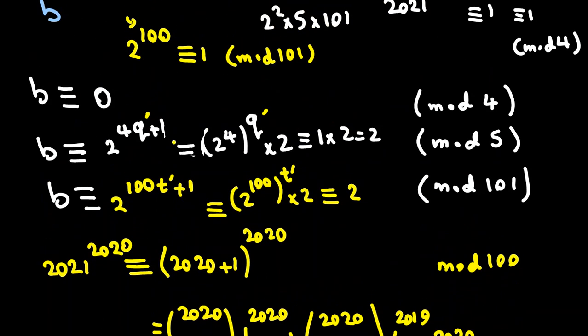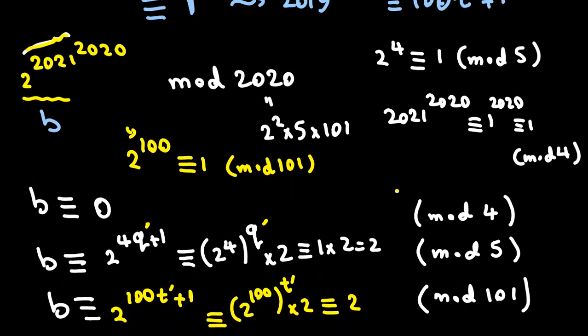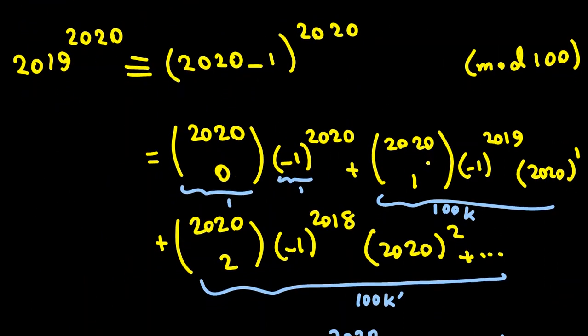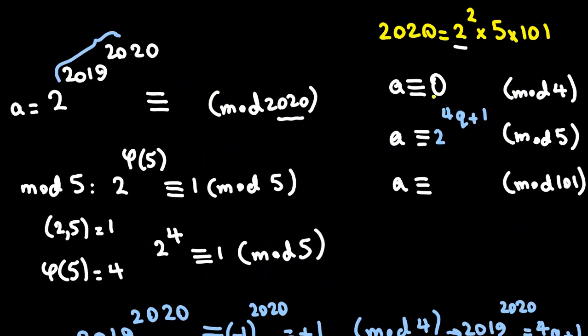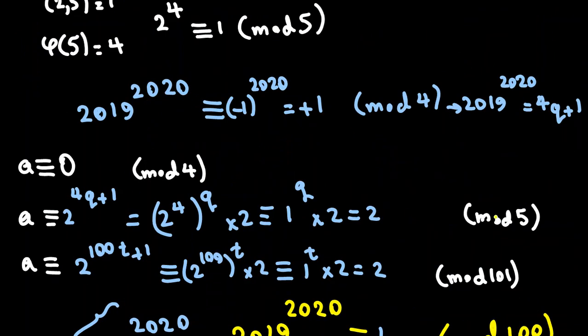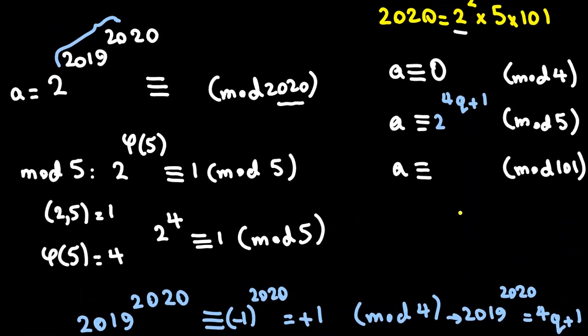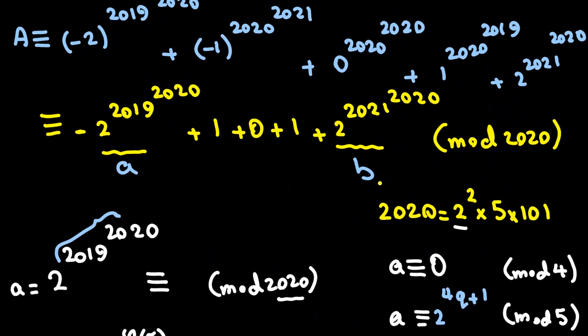So as you can see, it is 0, 2, 2 for this number, and for the previous number, if you check, it was also 0, 2, 2 mod 4, 5, and 101. So A and B reach the same number because both of them are 0, 2, 2 mod 4, 5, and 101 respectively. So you can say A and B are equal because mod 4, mod 5, and mod 101 we proved they are equal. Because of negative A and plus B, you can cancel this negative A plus B, and 1 plus 0 plus 1 is 2. So the answer of this problem is 2.